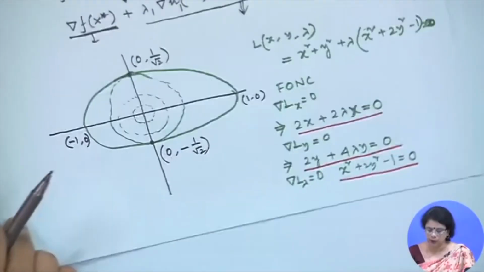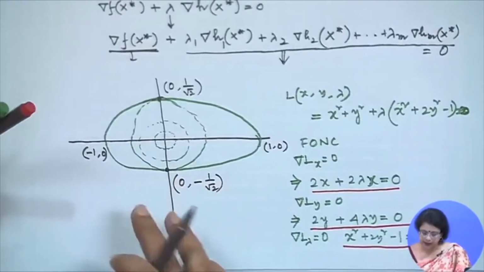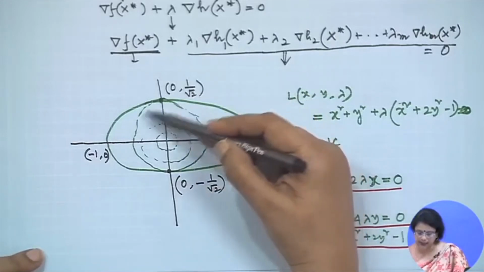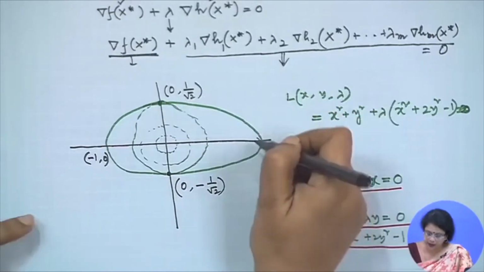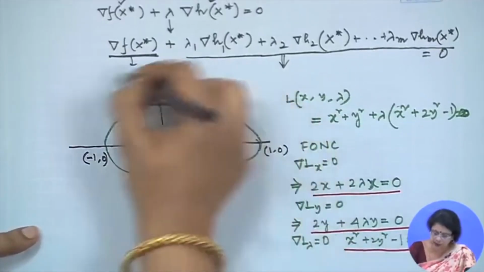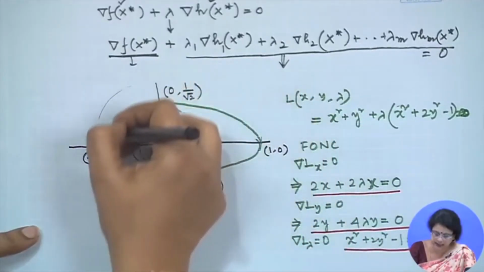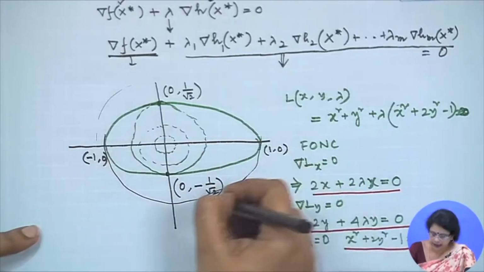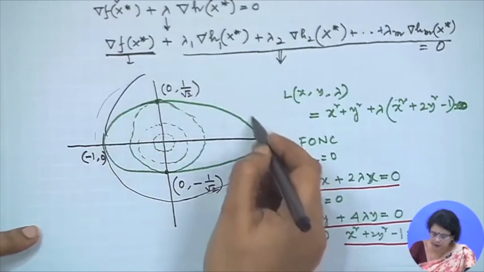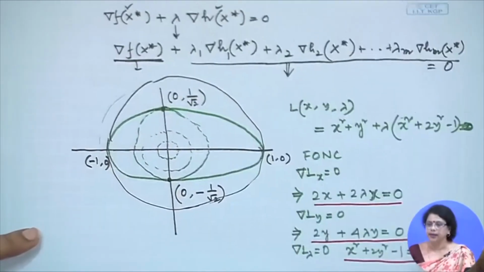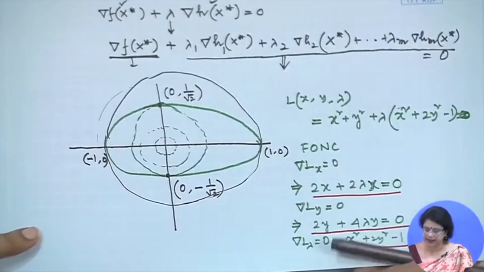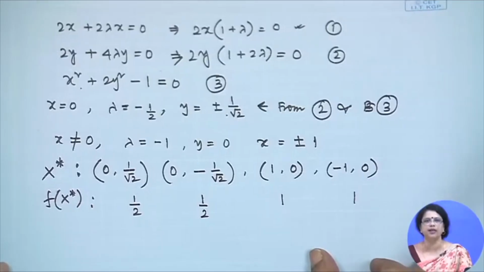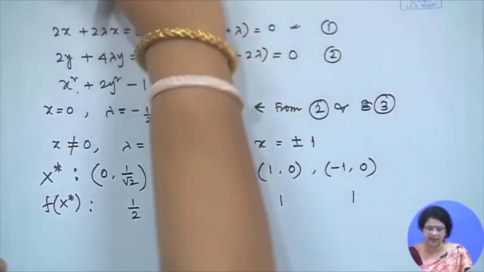If we just go back to the figure, we could see that at (0, 1 by root 2) and (0, minus 1 by root 2) we are getting the minimum value, and if the circle moves further and further, when it touches these two extreme points, then we are getting the maximum value. Alright. This is the thing we are getting from here. That is why we could see that there is only one constraint, and that constraint is an active constraint.